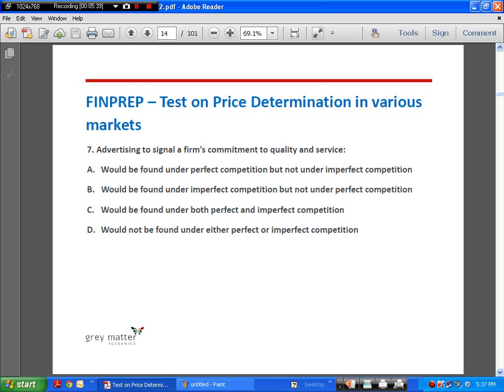Whereas under imperfect competition, advertising plays a crucial role because the firm has to inform the customers about the changes in the quality and availability of goods. Therefore, advertising is a key feature of imperfect competition, but it is not prevalent under perfect competition. So option B is the right answer. It is found under imperfect competition but not under perfect competition.